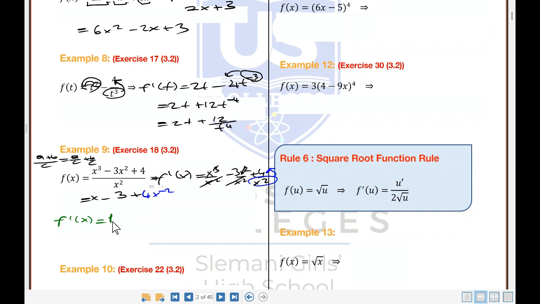So the derivative of x is 1, the derivative of 3 is 0, the derivative of 4x to the minus 2, minus 2 being pulled out in front, minus 2 times 4, minus 8, x to the negative 2 minus 1, negative 3. When you rewrite the result, negative 8 divided by x cubed. Alright, so that's the answer.